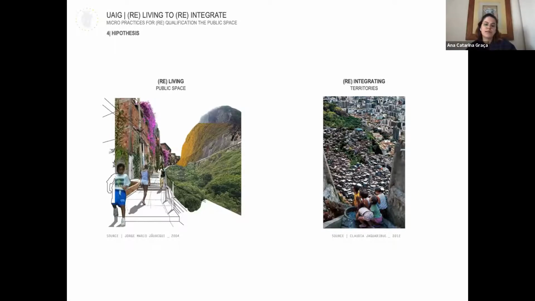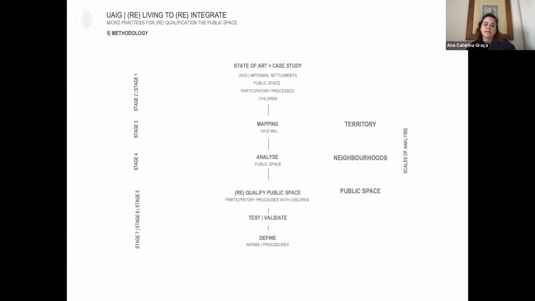The hypothesis is that reliving public space reinforces identity and social cohesion in the urban areas of illegal genesis, as well as reintegrates these territories into the metropolitan dynamics to the extent that they manage to create memories and sociabilities, relations between the community and the others. It was a methodology that analyzed 3 scales: territory scale, neighborhood scale, and the public space scale. I will show the mapping over the years.